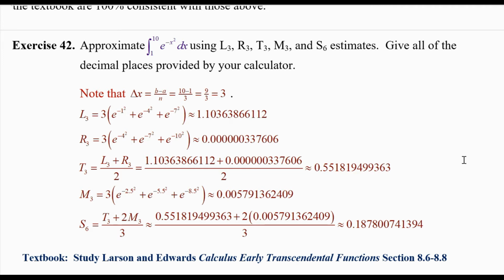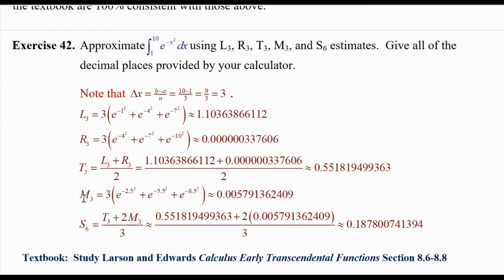The right Riemann sum, basically these two terms are going to be the same because the left end of the second interval is the right end of the first one. So the right end of each interval is 4, 7, and 10. Plug those in and evaluate again, multiplying by 3, and we get a much smaller amount here. 1, 2, 3, 4, 5, looks like 6 zeros, and then a 337,606. The trapezoid rule is just the average of the right and left, so we add those two numbers together and divide by 2 to get about 0.55.